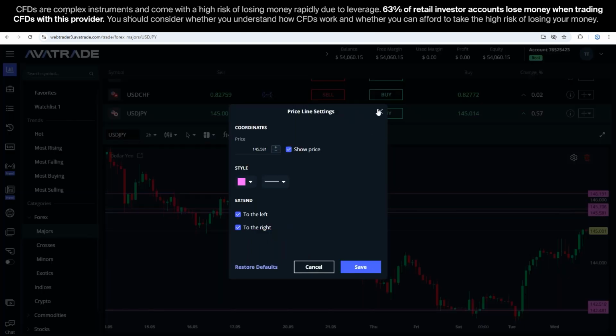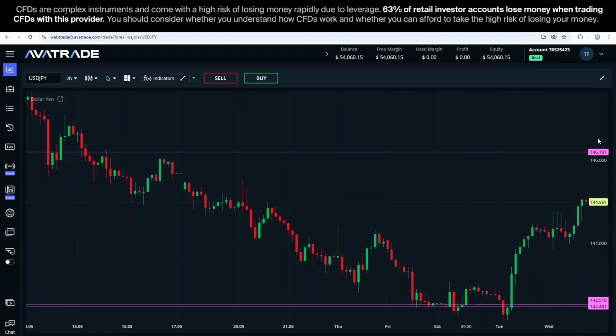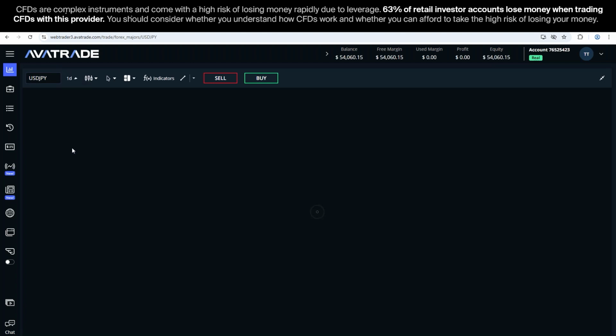And let me just get rid of some of these lines. We don't need all of them. And so this resistance level here would be the top of the take profit zone from the Trading Central signal. If we want to go to larger candles and expand this chart a bit, we can look from a larger perspective.